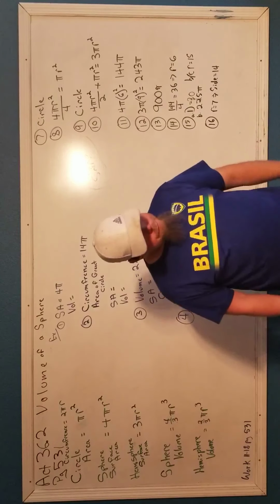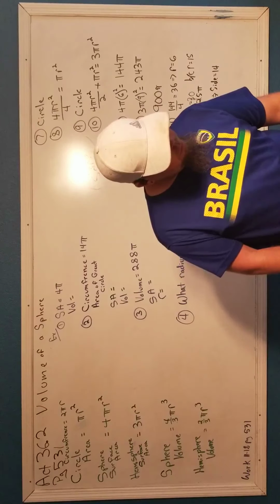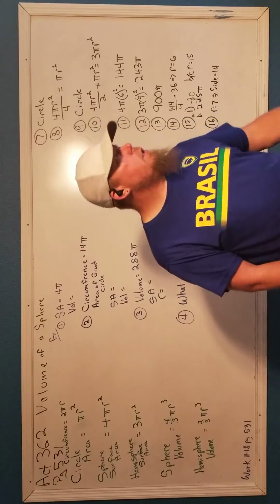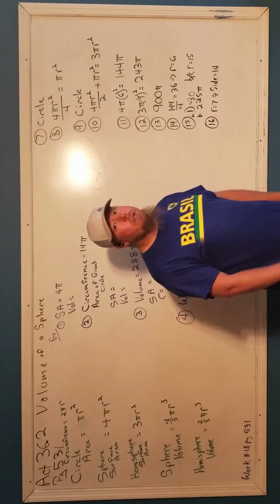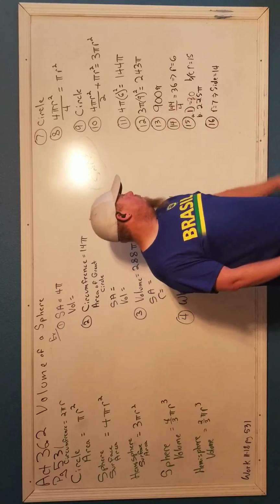Number 13 has surface area of a sphere in terms of pi, given the radius is 15. This is a little bit bigger number than we normally deal with. But 4 pi r squared, 15 squared is 225, times 4 is 900, so 900 pi.